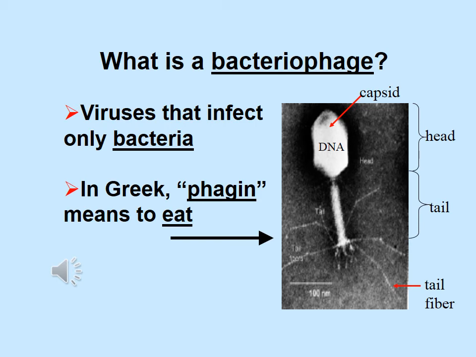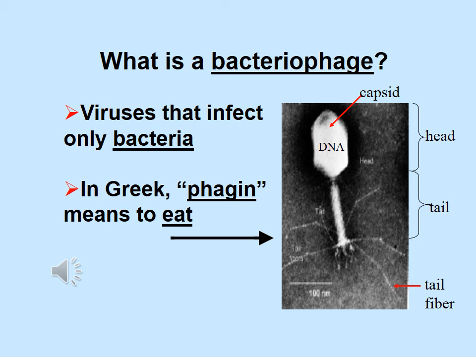Bacteriophages. A bacteriophage is a virus that infects bacteria. So here you've got a picture of one that you have to draw on your page. This is the one you have to draw. You have to include the labels. And in Greek, phagein means to eat. It's because when they first discovered it, they saw that this would go into the cells and destroy the cells, so they thought they were somehow eating them.